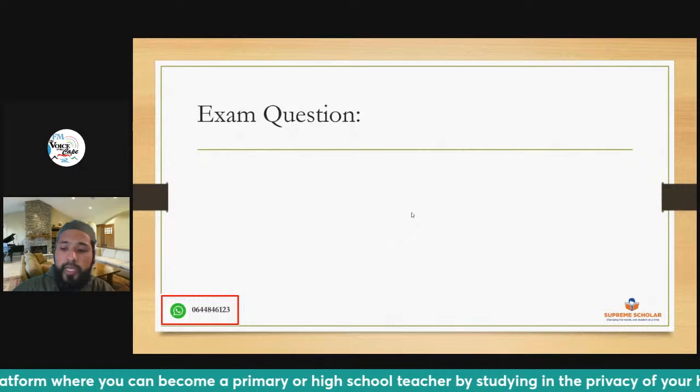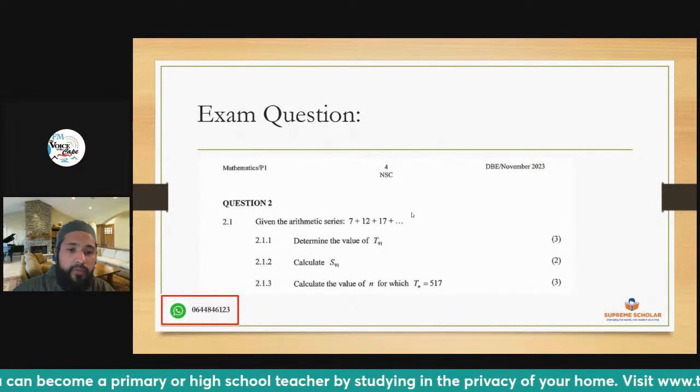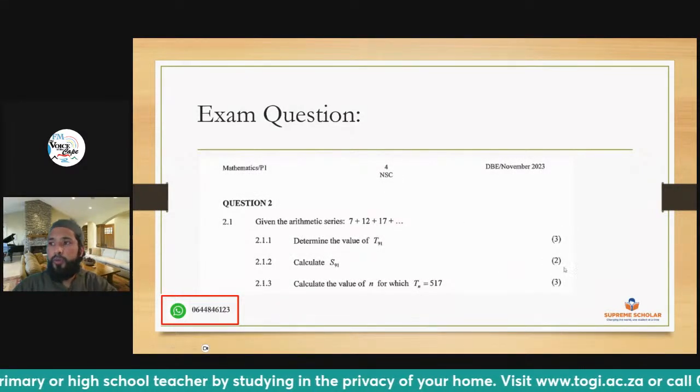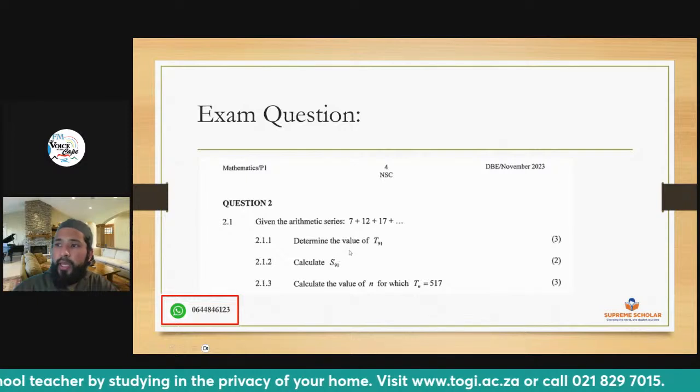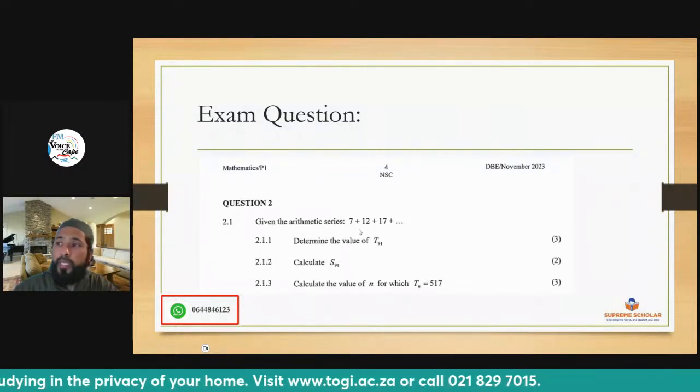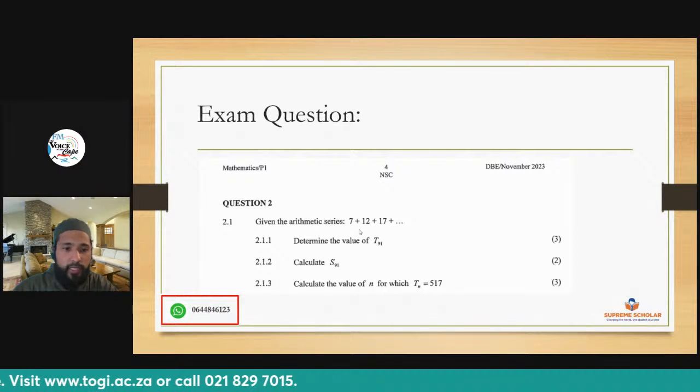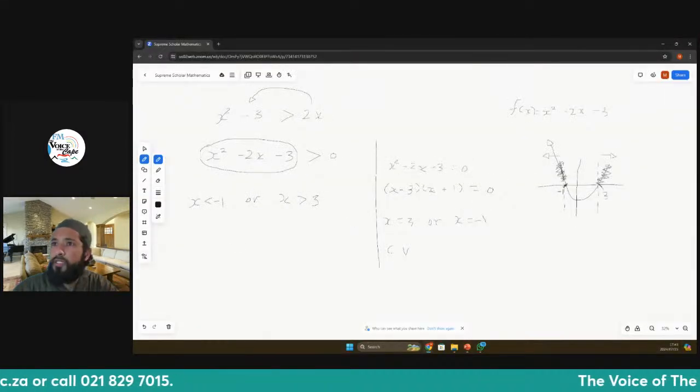So let's look quickly at an exam question and we're going to end on this, inshallah. This is an exam question, and we're just going to deal with 2.1.1 and then we will end. So we're looking at 7, 12, and 17. Let me bring up the board.